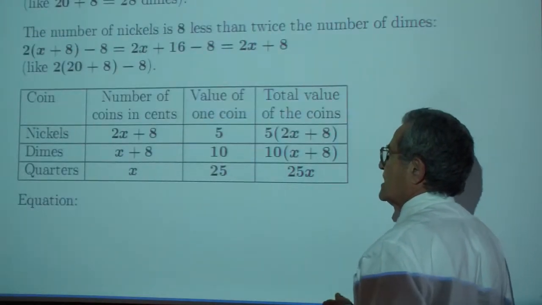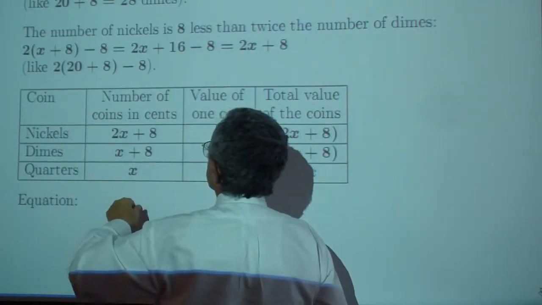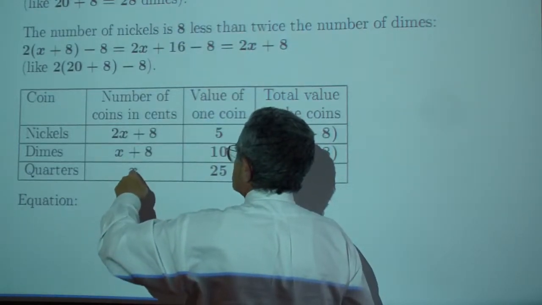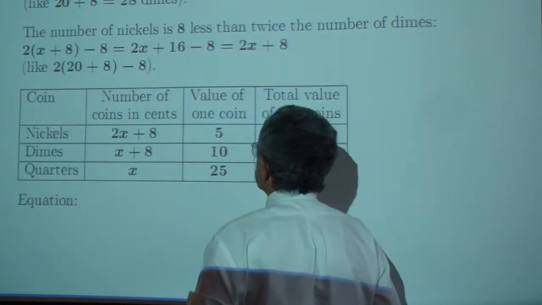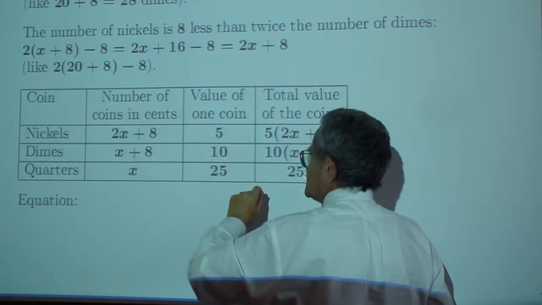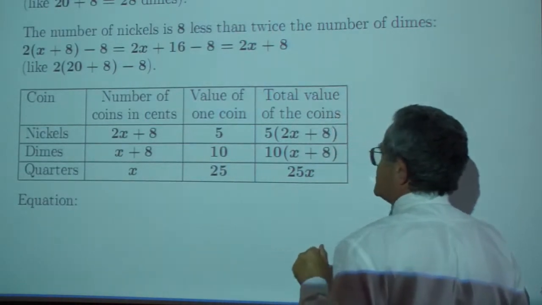Now let's make a little table. We have the coins, the nickels, the dimes, the quarters, the number of each. From up there, we have x quarters, we have x plus 8 dimes, we have 2x plus 8 nickels. The value of 1 nickel is 5 cents, the value of 1 dime is 10 cents, the value of a quarter is 25 cents.